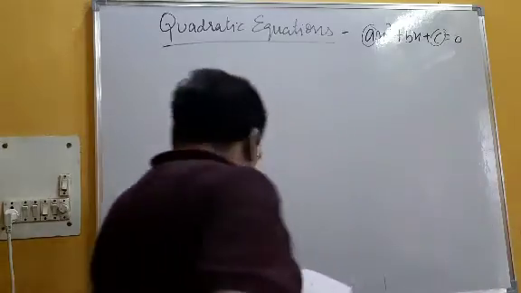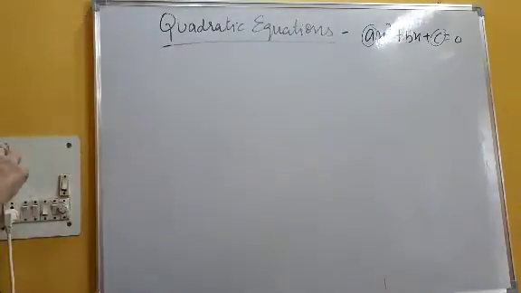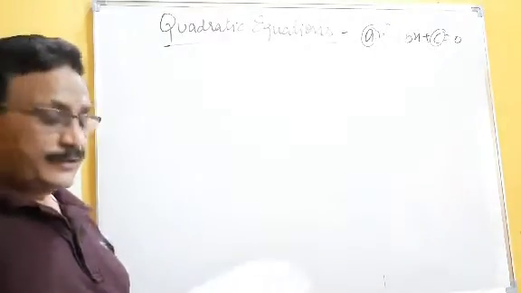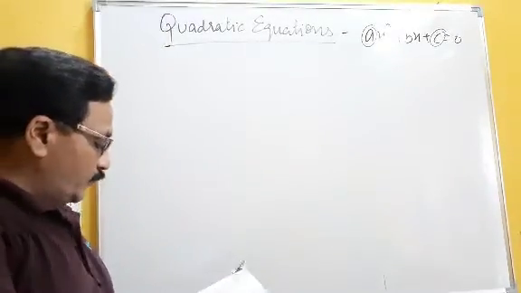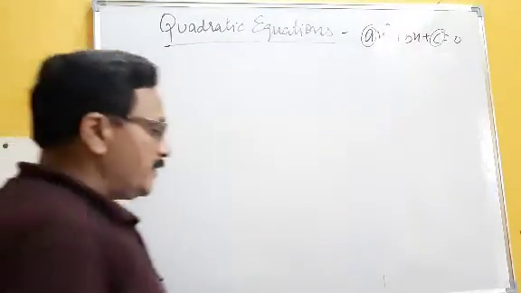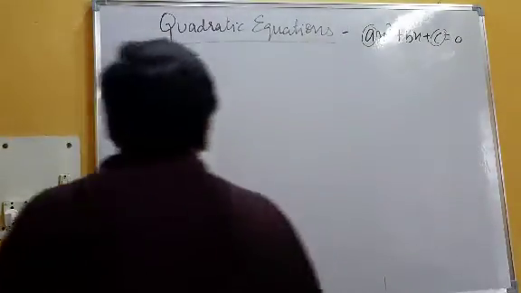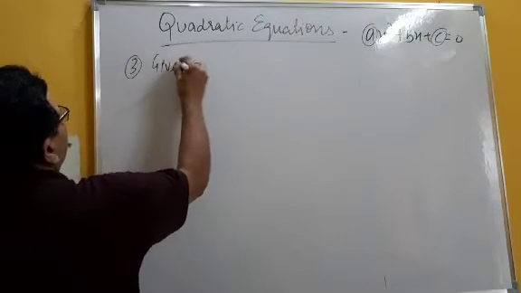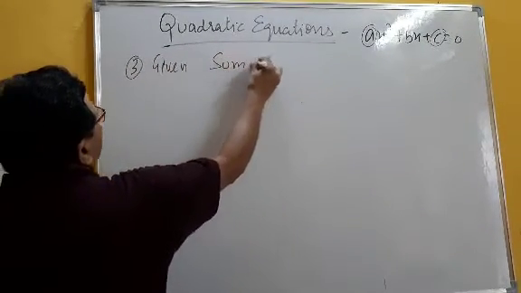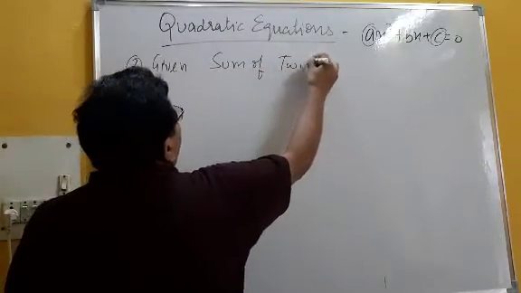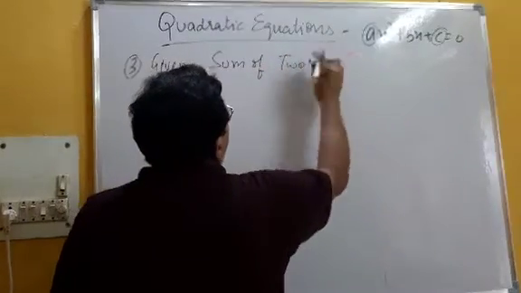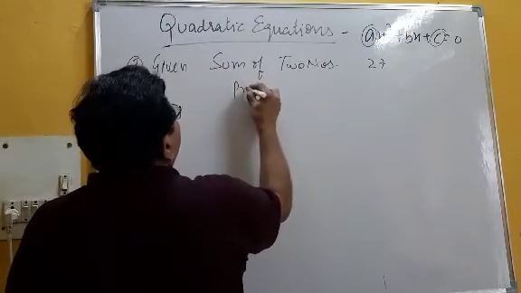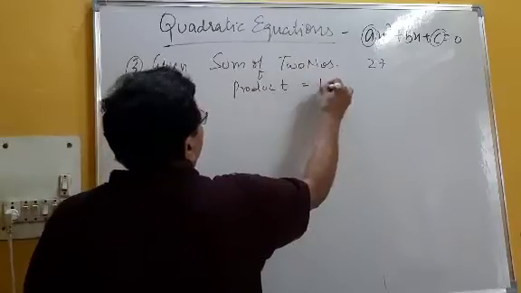Now we are going to question number 3, which I told you in my last video as example how to form the quadratic equation. In that it is given that two numbers whose sum is 27 and product 182. I am writing given is what? Question number 3, given sum of two numbers 27 and product 182.